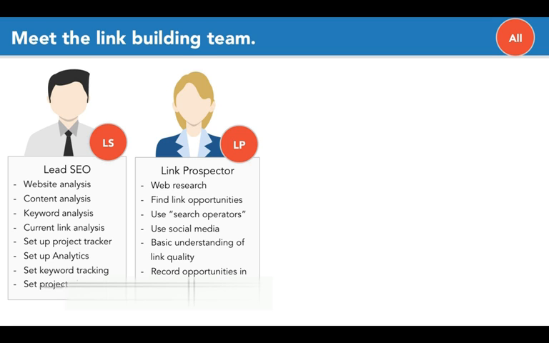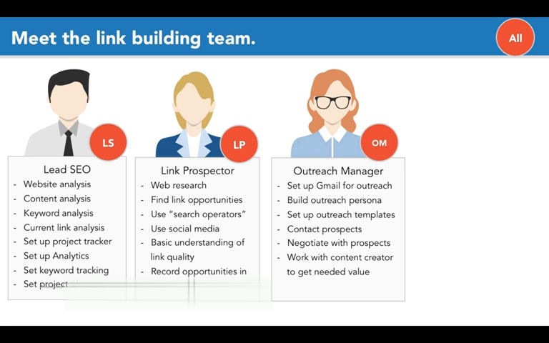After that, they're just going to record these in an Excel file, a shared file. They're going to tag them with the right thing, which I'm going to walk through how to do. Very straightforward. But all they're doing, again, is they're just finding opportunities and recording them because then the outreach manager is going to go out and they're going to contact each of these prospects, right? So this outreach manager, their job is to set up a Gmail account, build a persona within that outreach account. They're going to set up the outreach templates, and then they're just going to go down and contact every single prospect that the link prospector built.